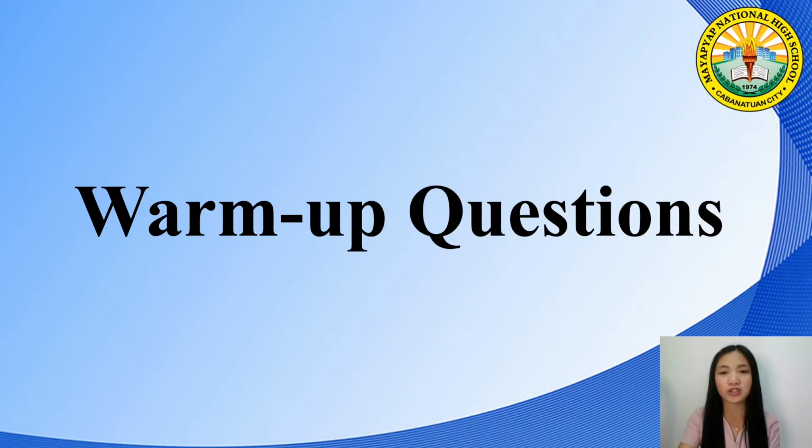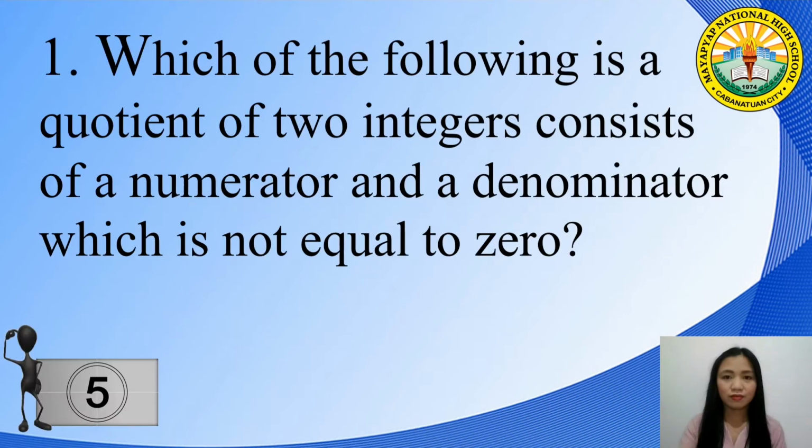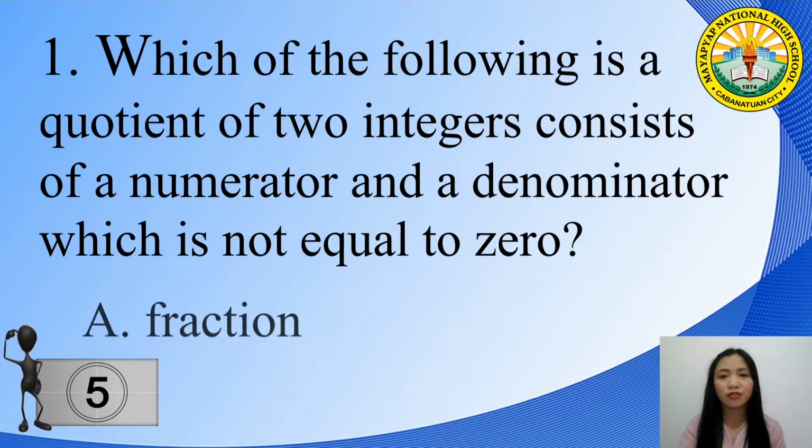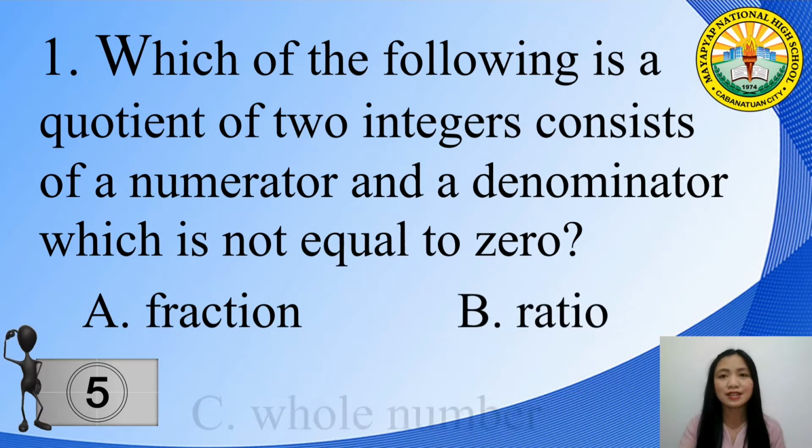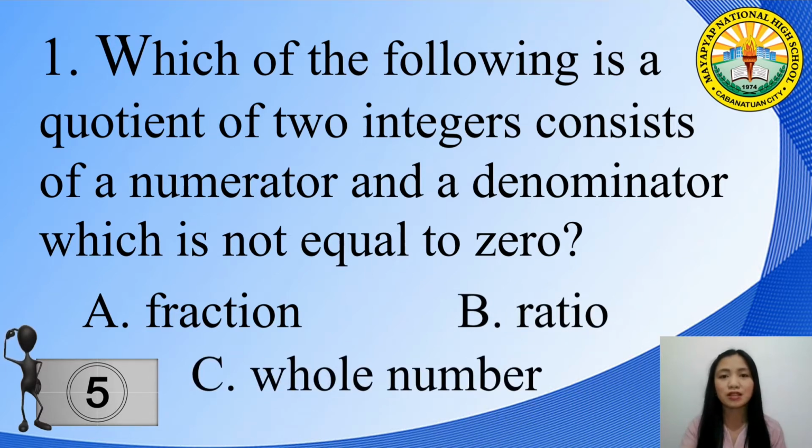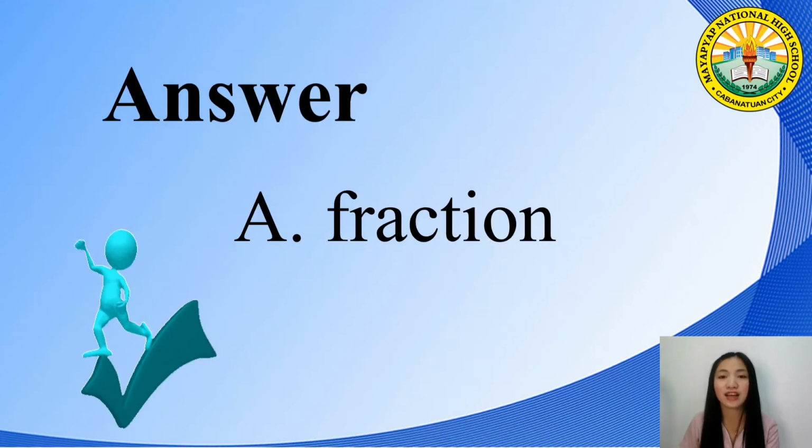I have here 2 questions for you to answer. The first question is, which of the following is a quotient of 2 integers consisting of a numerator and a denominator which is not equal to 0? A. Fraction, B. Ratio, C. Whole number. Timer starts now. What do you think is the answer? Excellent! The correct answer is letter A.